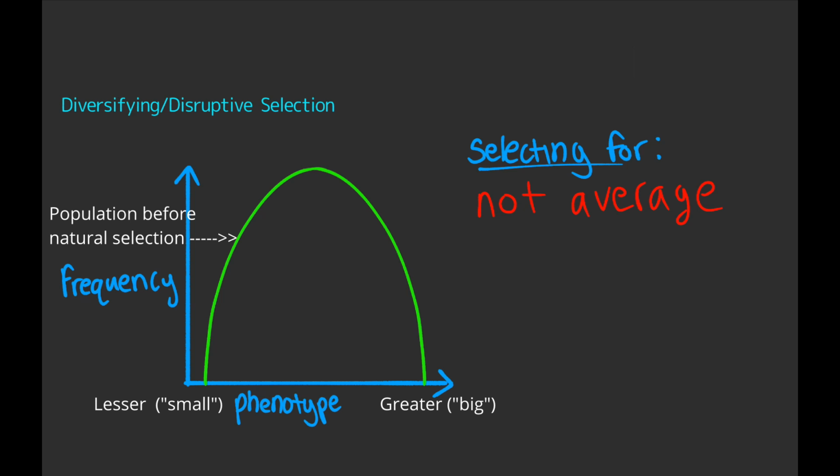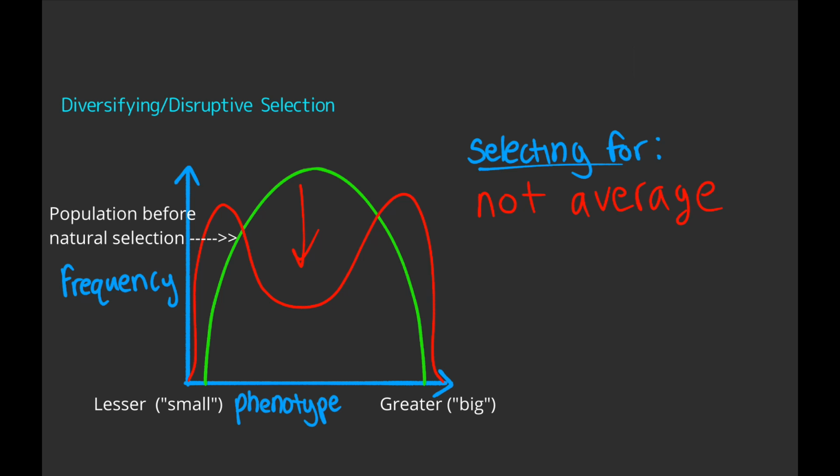So in our example of a short, medium, and tall, the environment is not going to select for medium phenotype organisms, and it's going to select for short and tall organisms. And what that's going to look like in our graph is we're going to have a greater population on both ends and less in the middle. Notice how there is a low frequency of organisms in the middle, which is the average phenotype.